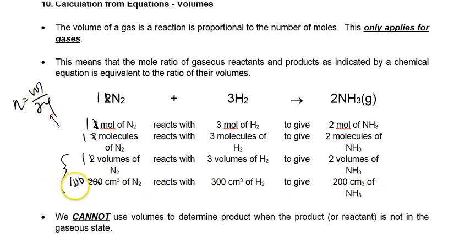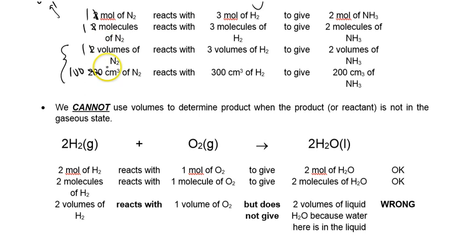So if I have 100 cm³ of N2, I can say that it reacts with 300 cm³ of H2 to give me 200 cm³ of NH3. So for gases, I can do a direct comparison between the volumes. There's no need for me to convert to number of moles for gases. So let's take a look at the example below.